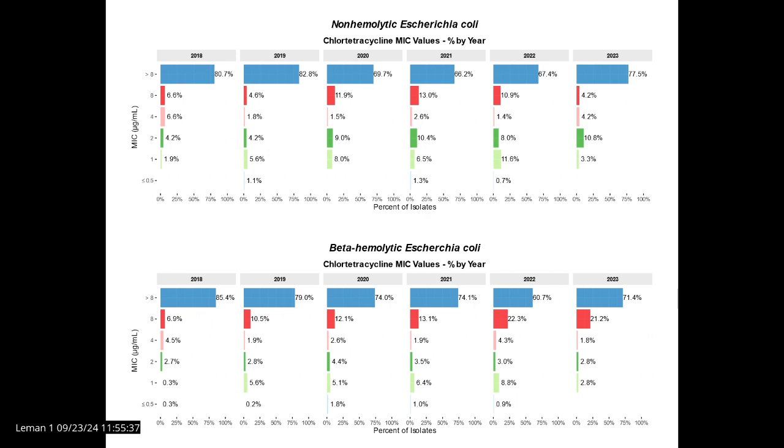So if anything, the interesting thing is beta hemolytic, the proportion that is at the highest dilution or greater than 8 went from 85 to 70 in 2023. So maybe there's less selective pressure on those E. coli's for that. I don't know. But when we look at that, you know, that would be maybe the only good news coming out of beta hemolytic E. coli's and antibiotics.